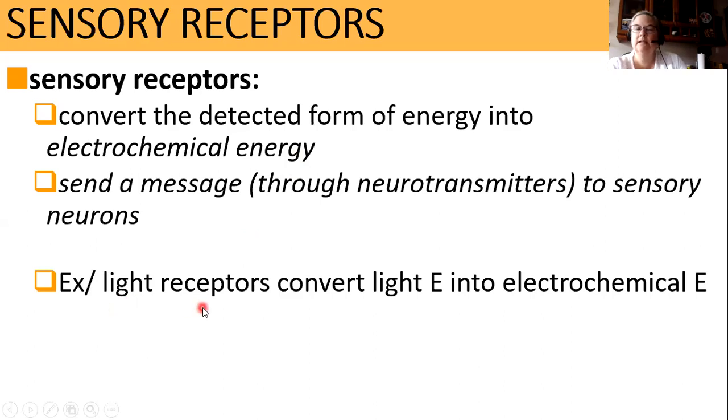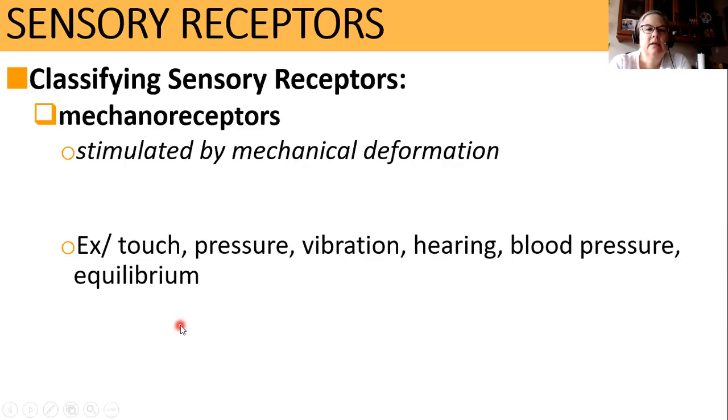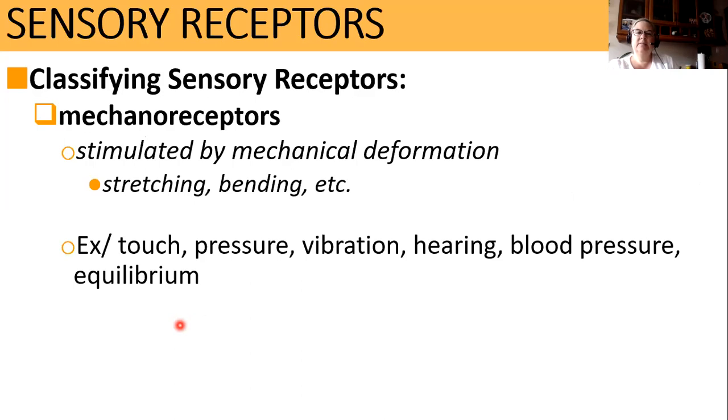So I gave you an example here. Our light receptors take light energy and make it into electrochemical energy. Mechanical receptors take mechanical energy and make it into electrochemical energy. So those are the types of things. Chemoreceptors take chemical energy. So a few of the receptors that we're going to be talking about, one of them is a mechanoreceptor. So mechanoreceptor is stimulated by the cell becoming deformed in some way. Okay, so mechanoreceptors are stimulated by being stretched or being bent.